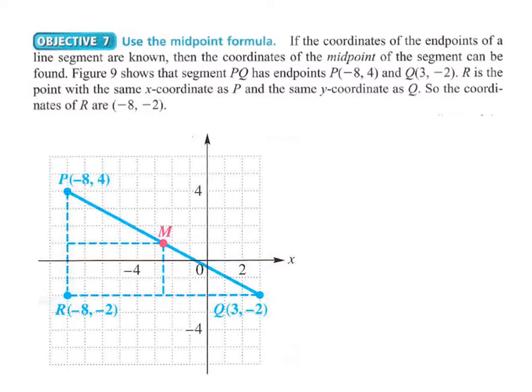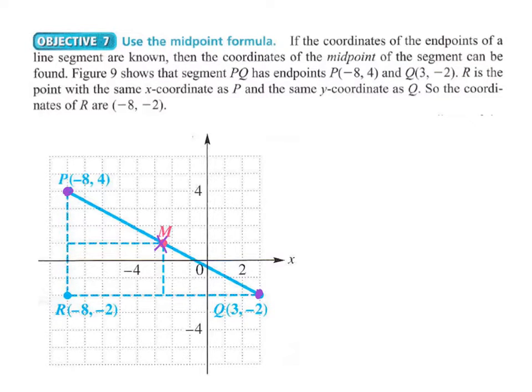Alright, so we're going to take a look at using the midpoint formula. And actually, even before we get to the midpoint formula, I want to show just a visual way of figuring out the midpoint. We're going to look at the midpoint between P, which is negative 8, 4, and Q, which is 3, negative 2. So that midpoint has to be on that segment connecting those 2 points.